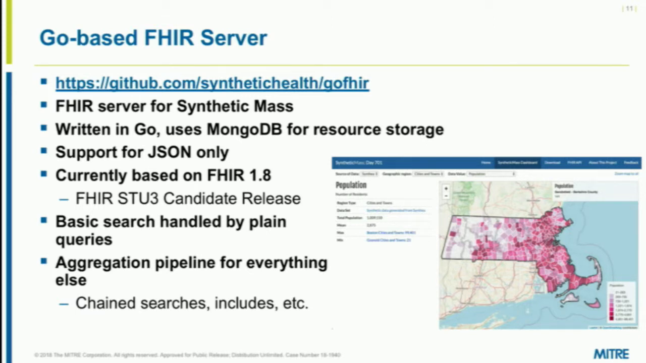We handle search through this by plain queries in MongoDB. So if you're just searching on a resource and you're executing it with just the basic search parameters, we can handle this with MongoDB right out of the box, and it's beautiful because if you look at the search paths in the FHIR specification versus the query language in MongoDB, they map together quite nicely. So that was really, really nice. But then for everything else, like chain searches, reverse includes, all that other stuff, we had to drop into the aggregation pipeline, and that's where the headaches started.